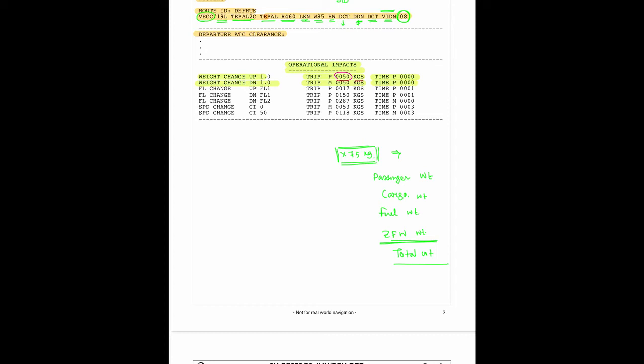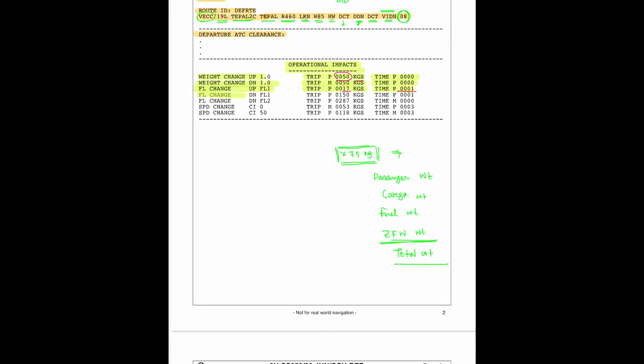Then the flight level change. FL means flight level. Up flight level 1 means 1000 feet above the flight level. Then the engine will take 17 kilos extra fuel, and plus 1 minute of time. So 1 minute will be extra cost for this.